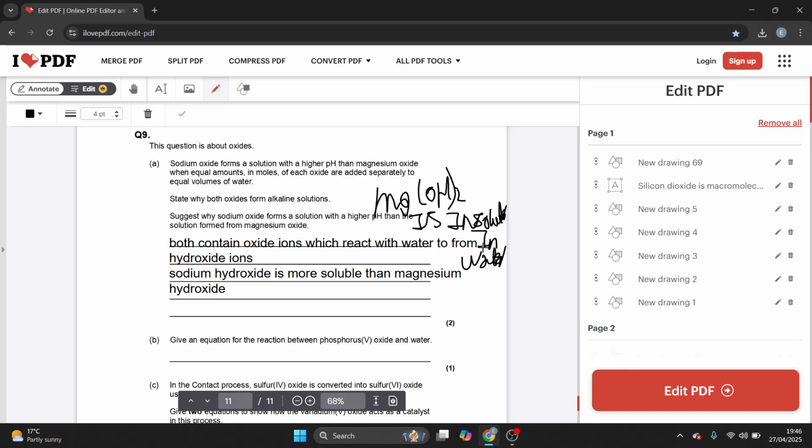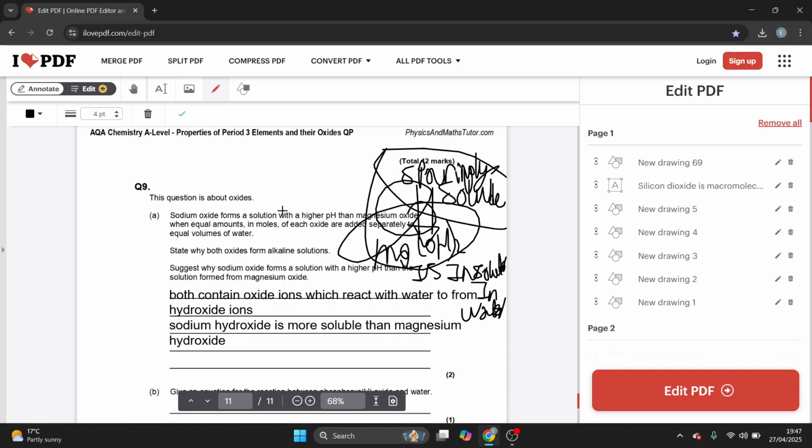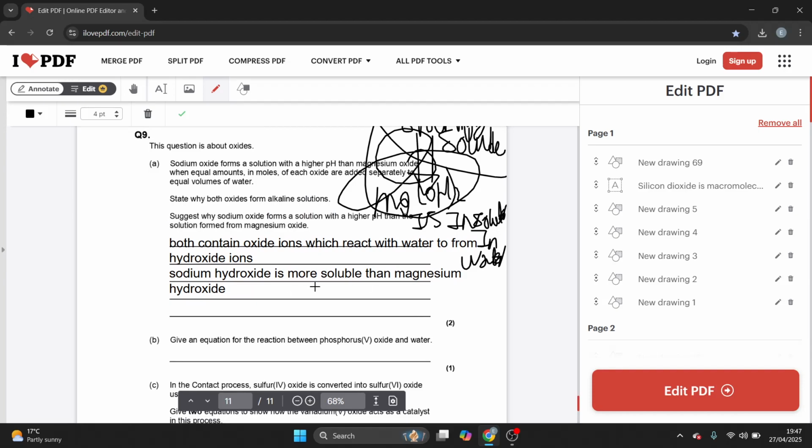Let me just double check really quickly. Is magnesium hydroxide insoluble in water? Yeah, it's considered sparingly soluble, so therefore almost insoluble in water. So just by memorizing that key fact, which you should have learned, you know that sodium hydroxide is more soluble than it.